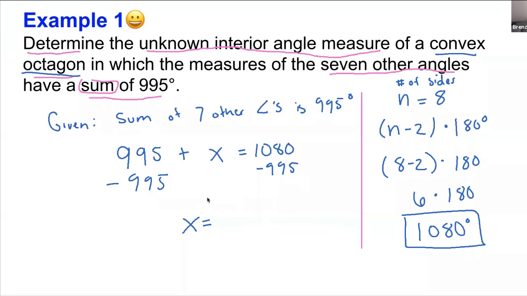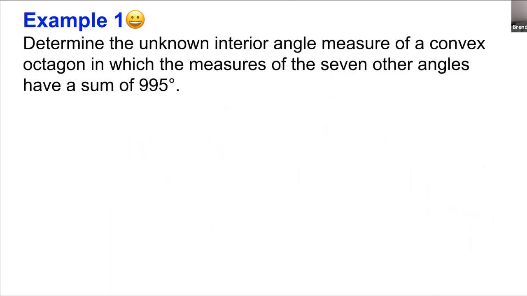Yep, the answer is 85 degrees. Let me go ahead and change my tool. 85 degrees. So here, that missing angle that we had, a measurement we did not know, we now know that the eighth angle that the octagon has measures 85 degrees. All right, let's go on to example number 2.